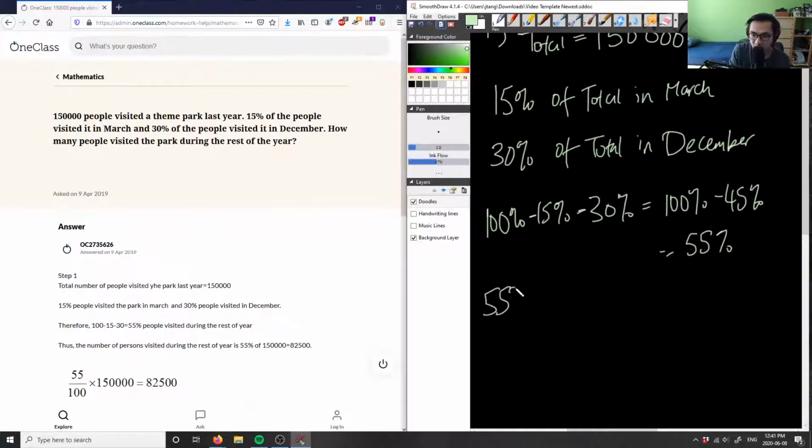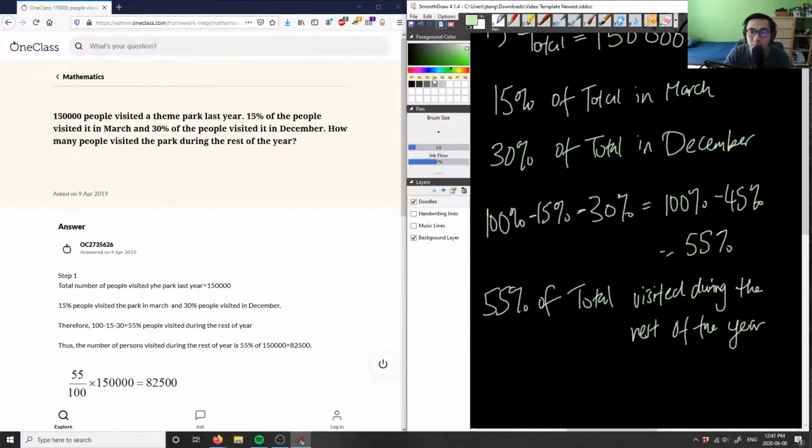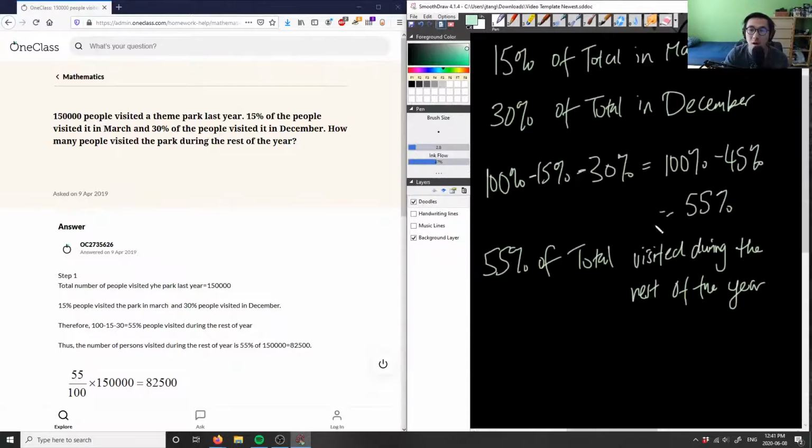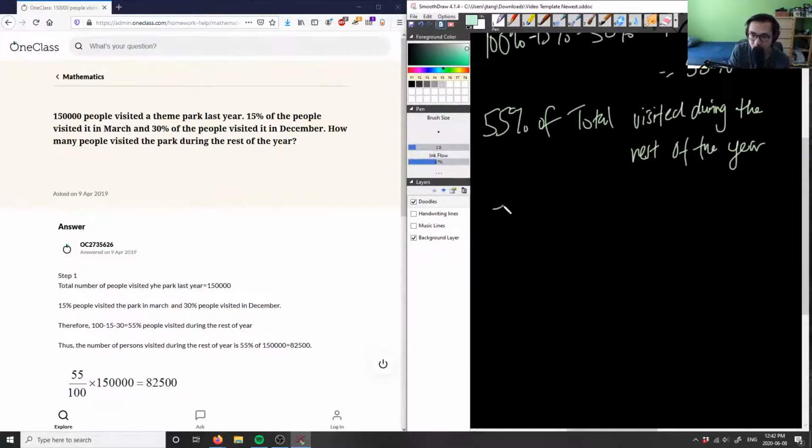So this here is 55% of total visited during the rest of the year. So now what we can do is solve this problem. Right? We have, what's 55% of 150,000 people? So I have 55% of 150,000 people. So in order for us to do that, we can multiply it by a decimal or a percent. It doesn't really matter, or a fraction. Either way, it works for us as well.